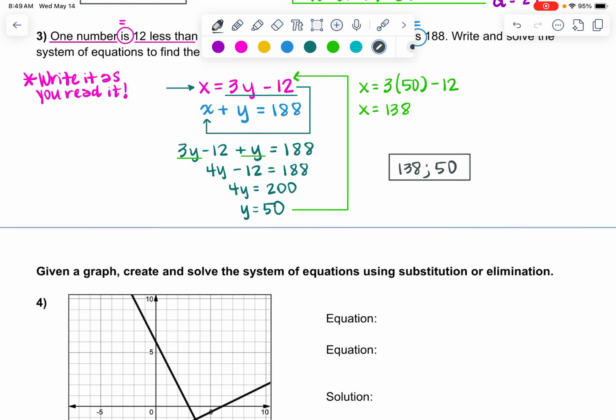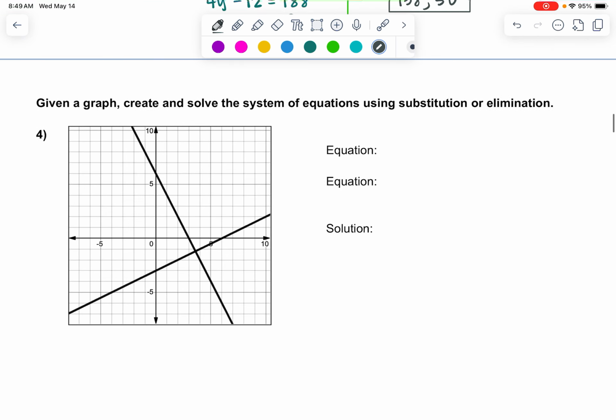All right, moving right along. So we haven't done the graphing method yet, but that's what this one is for. So here we go. It says, given a graph, create and solve the system of equations. Now it says using substitution or elimination. I'm not going to do that here because it's perfectly set up for graphing with Desmos. So I'm going to use graphing here just because I haven't practiced that yet.